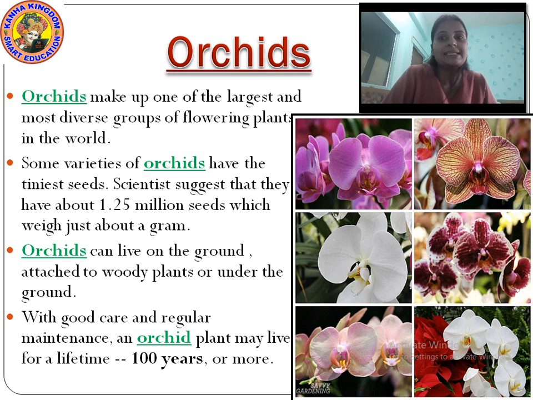1.25 million seeds. When we count the seeds, this is 1.25 million seeds, which weigh just about a gram. So you can think how tiny these seeds are, and how little their weight is. Just a gram of seeds has, when we count, 1.25 million seeds.